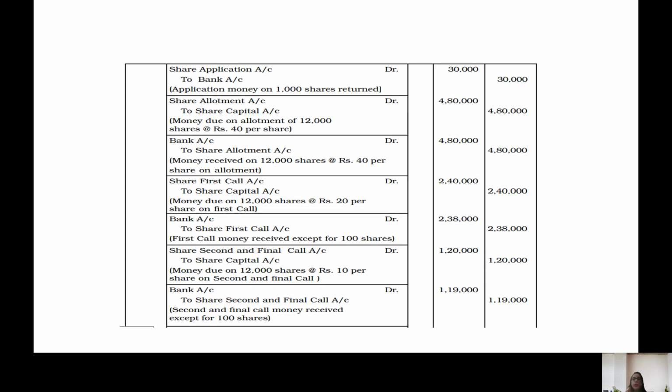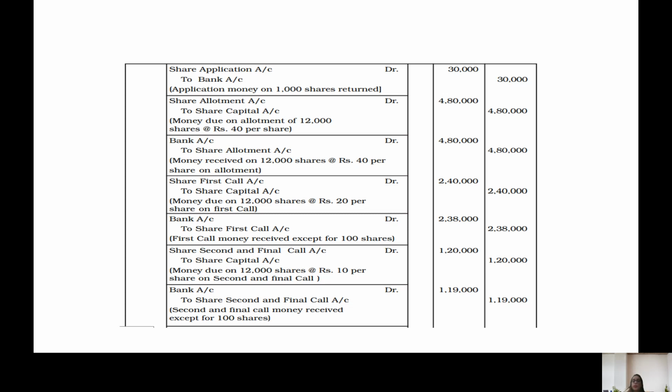Then the first call will become due. Share first call account debit to share capital account, 12,000 shares at the rate of 20 per share, that is 2,40,000. Next, on receipt of the first call, bank account debit to share first call account, right? Yes, so first call money has been received except on 100 shares. On 100 shares you have not received rupees 20 per share. So you need to deduct that 2,000 out of this 2,40,000. So you have received only 2,38,000.